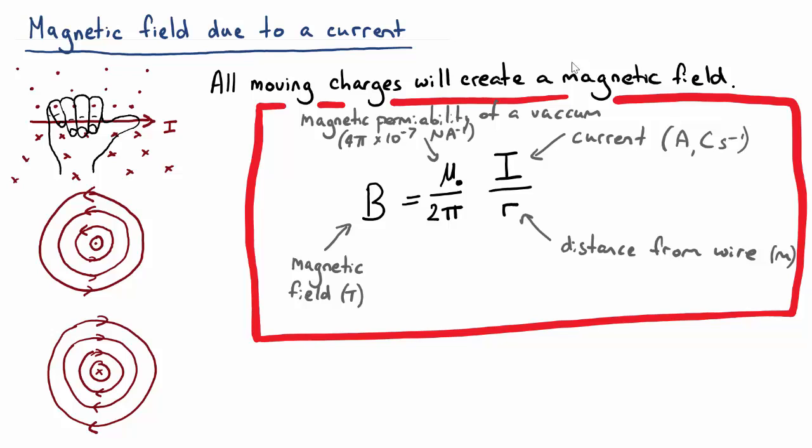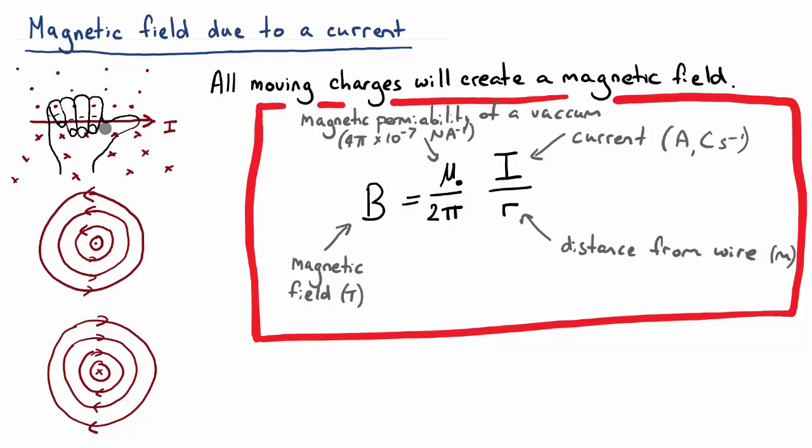So just to review, the magnetic field strength B, so the field strength in the region surrounding the wire, is directly proportional to the current. That means that as the current increases, the magnetic field also increases. The magnetic field strength B is inversely proportional to the distance from the wire.